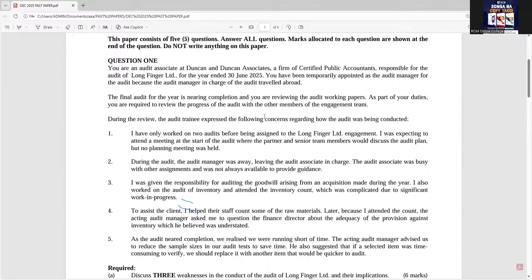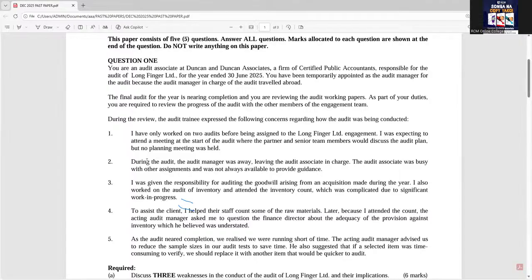Issue number 1: I have only worked on 2 audits before being assigned to the Long Finger Limited engagement. I was expecting to attend a meeting at the start of the audit where the partner and senior team members would discuss the audit plan, but no planning meeting was held. So these are concerns raised by an audit trainee who is part of this engagement.